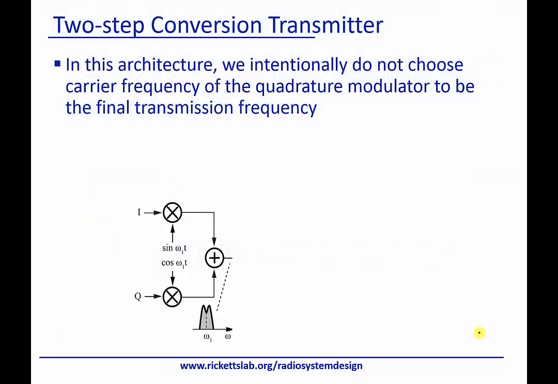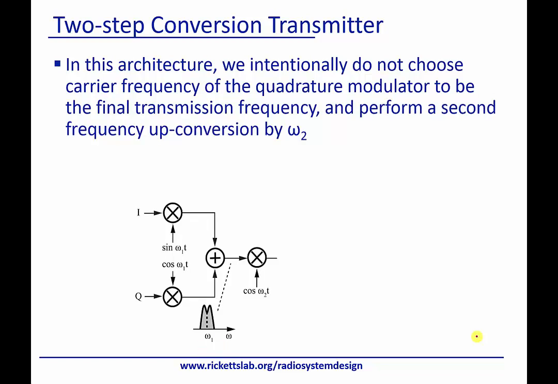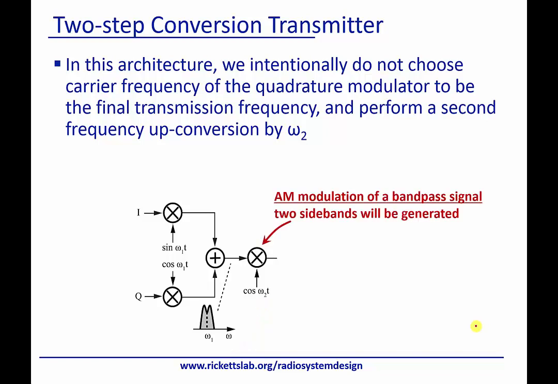So in a two-step converter, we intentionally don't choose the initial LO to be at the final carrier, but rather choose a different frequency, omega 1. And then what we do is we take this signal and upconvert it by a second LO at omega 2.